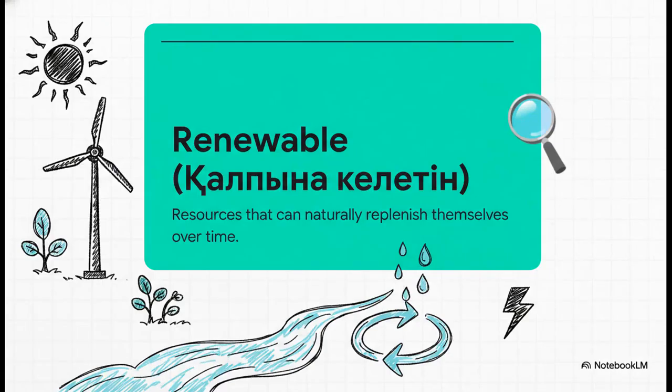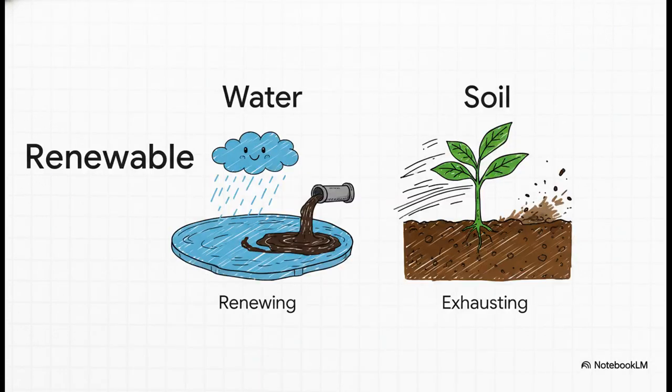But not everything in that exhaustible box is a one-way street. The second category here is renewable. These are the resources that have this amazing natural ability to bounce back, to replenish themselves. And the chart gives us two perfect examples. Water and soil. A lake refills with rain, right? New topsoil gets created over time, but here's the catch, and it's a big one. They are still exhaustible. Why? Because we can pollute water or erode soil way, way faster than nature can renew them.